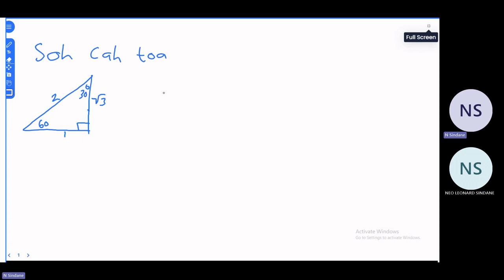Then you'll have another drawing, which is like that. This is 90 degrees. This is 45, and there is 45. Then this will be square root of 2, and we'll have 1 here and 1 here. Now you can draw your table.